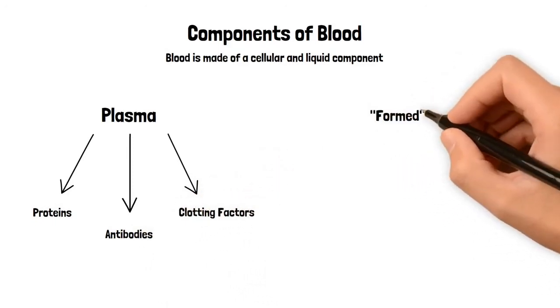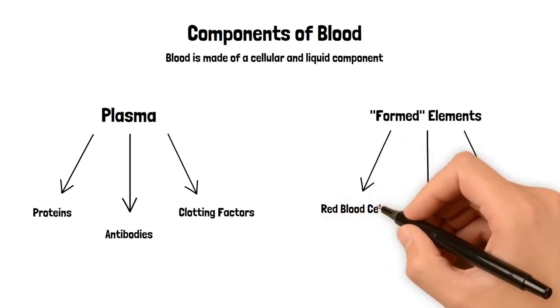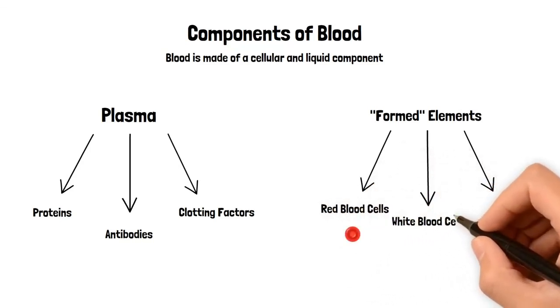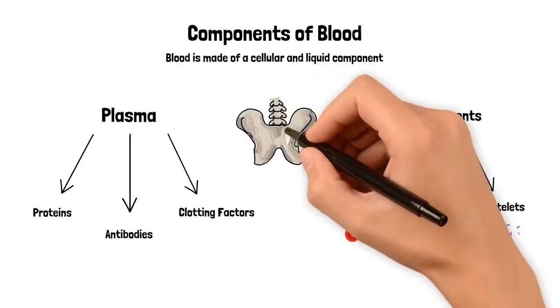The cellular component is composed of the formed elements, which are the red blood cells, the white blood cells, and the non-cellular pieces of membrane called platelets. Hematopoiesis is the formation of these cells in the bone marrow.